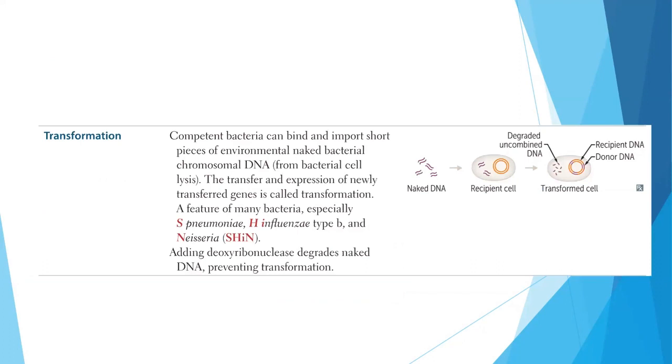Now, let's review the first part of bacterial genetics. Transformation is when competent bacteria combine and import short pieces of environmental naked bacterial chromosomal DNA. The transfer and expression of newly transferred genes is called transformation, and it is a feature of many bacteria, such as Strep pneumoniae, Haemophilus influenzae, and Neisseria.